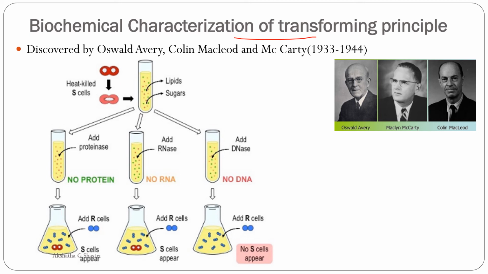Now, three scientists, Oswald Avery, Colin MacLeod and McCarty, from the year 1933 to 1944, worked out the biochemical characterization of transforming principle. Prior to their work, the genetic material was thought to be the protein, not even RNA or DNA. See, they just worked to determine the biochemical nature of the transforming principle of Griffith's experiment.